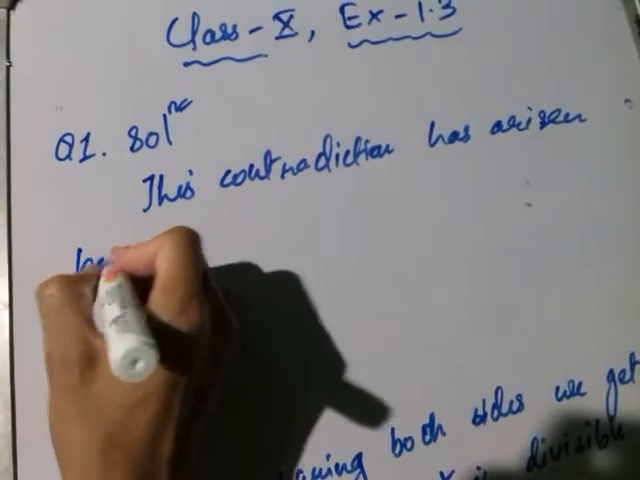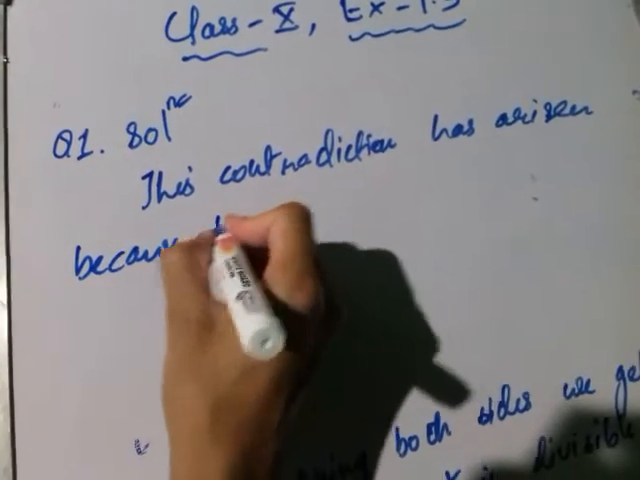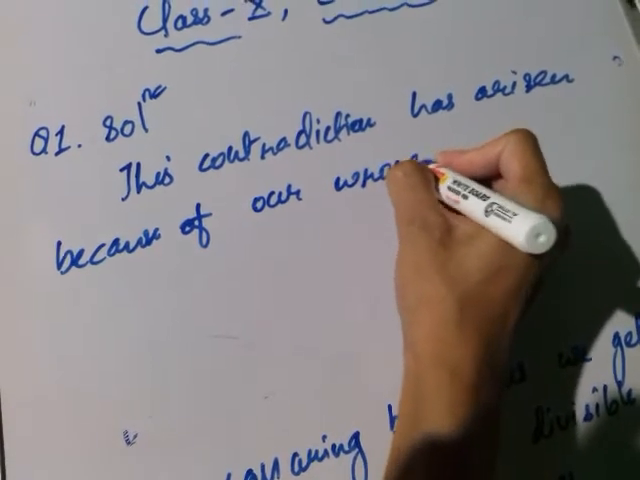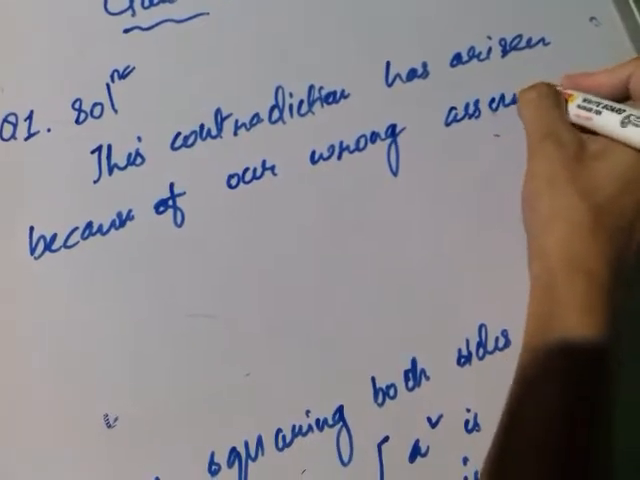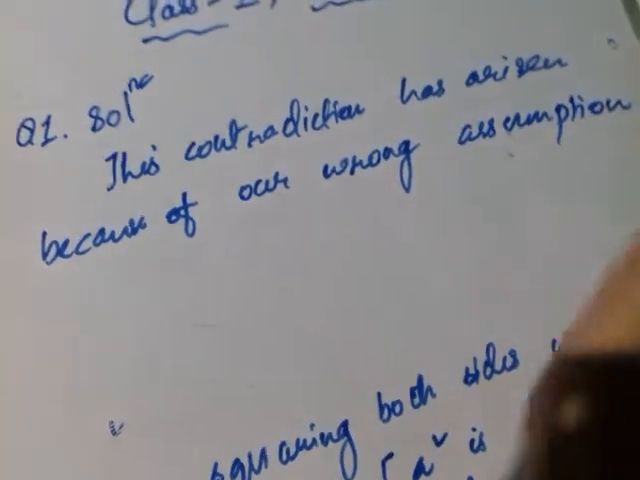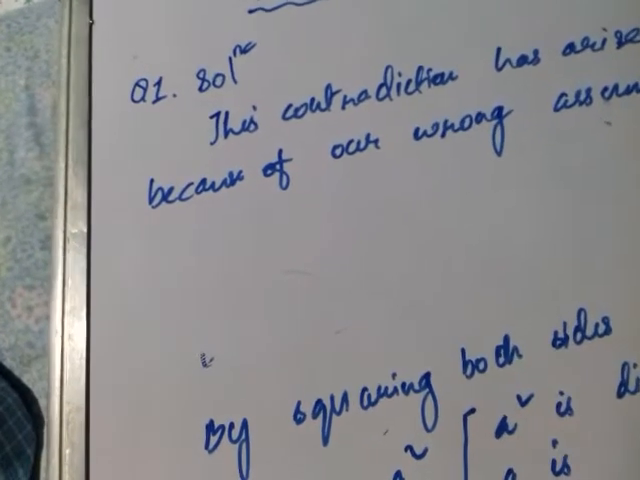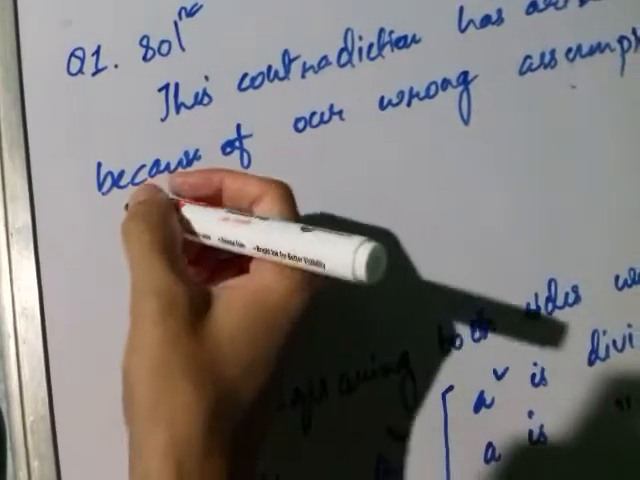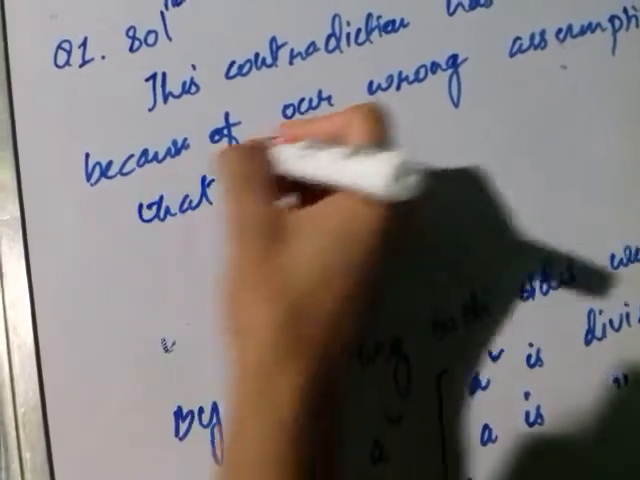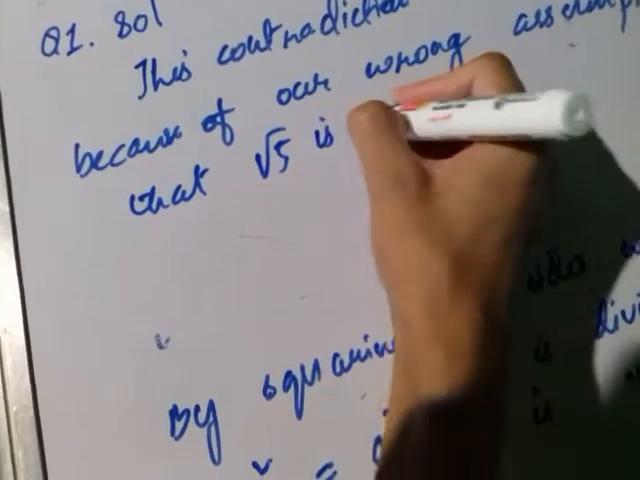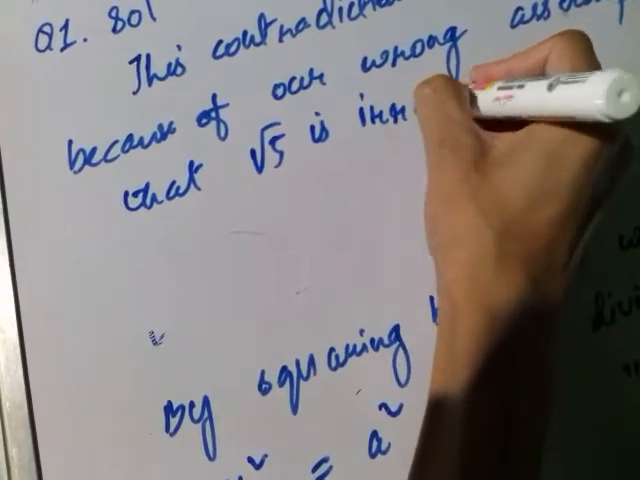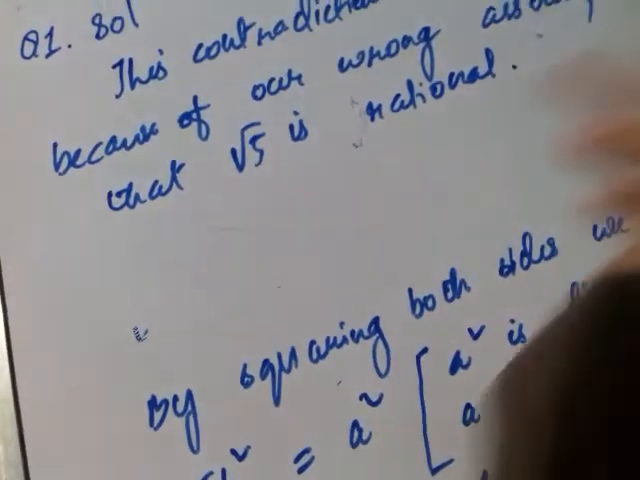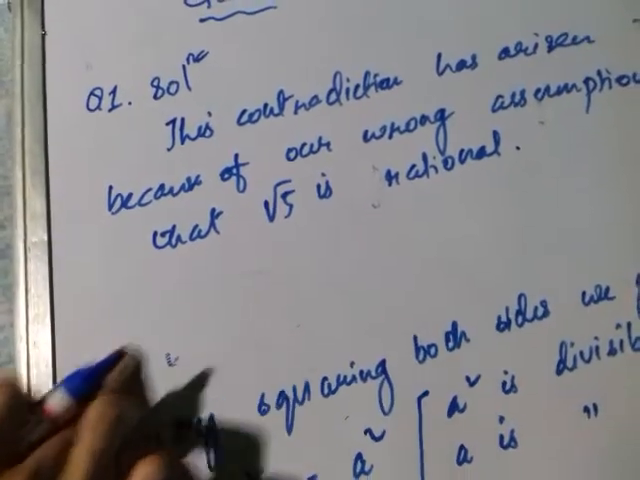Okay, because of our wrong assumption. That means what? We have assumed that root 5 is rational, so that is wrong. Okay, because of our wrong assumption that root 5 is rational, it will be. Okay, so we have assumed that root 5 is rational.